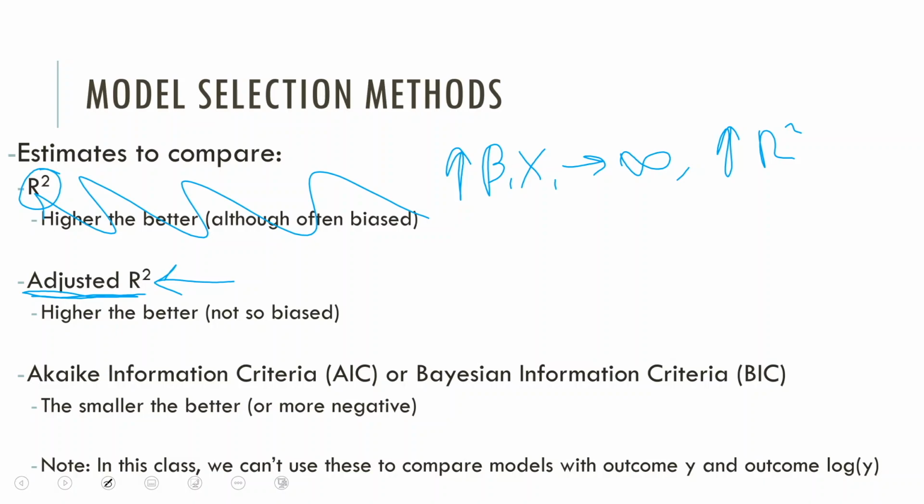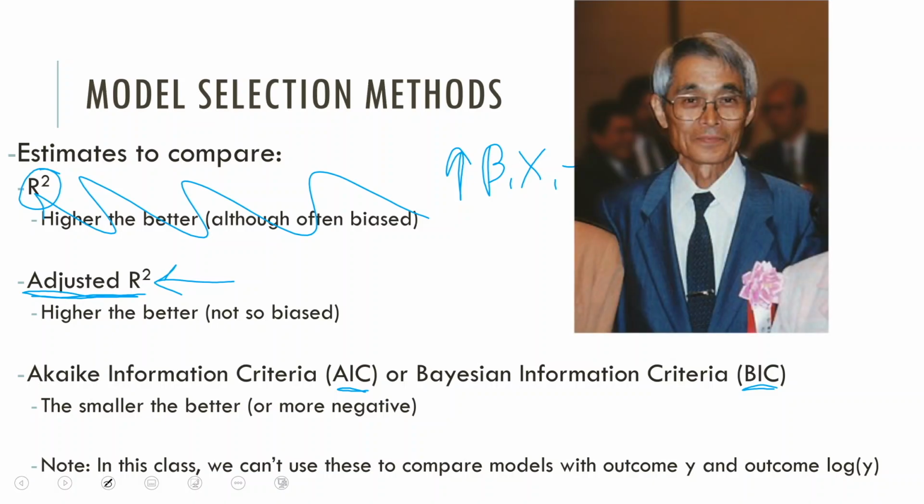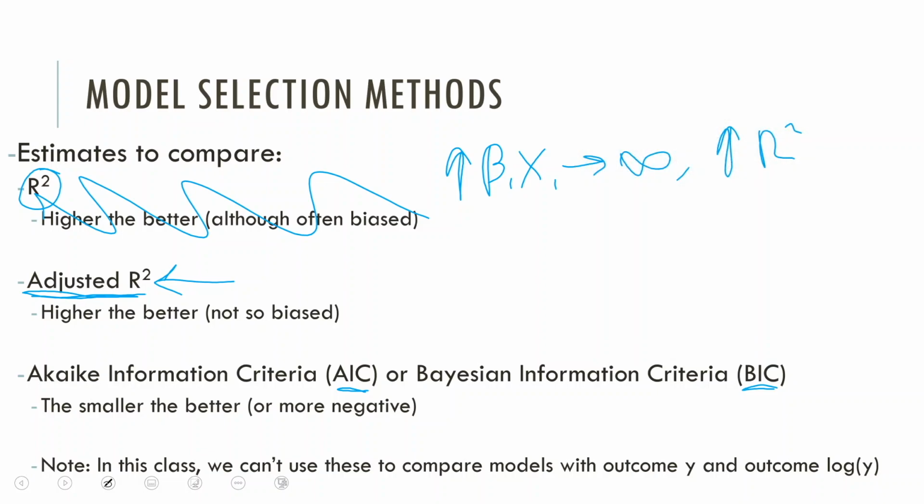But we also have two other estimates to look at as well. One of them is called the Akaike Information Criteria, or AIC. He is one of the people I put on the syllabus at the beginning of the semester. So if you want to look at that again to get an idea of who this is and who developed this, it's that fella. And then we have the Bayesian information criteria, the BIC.